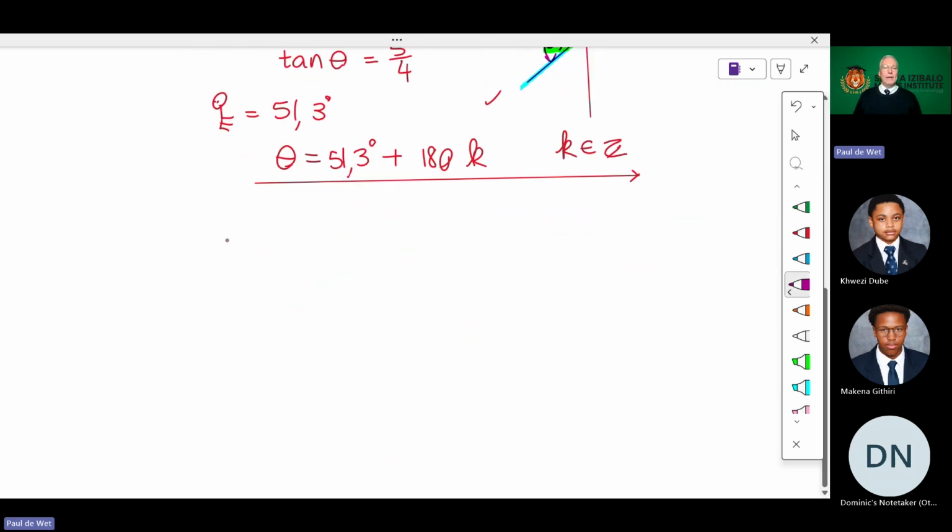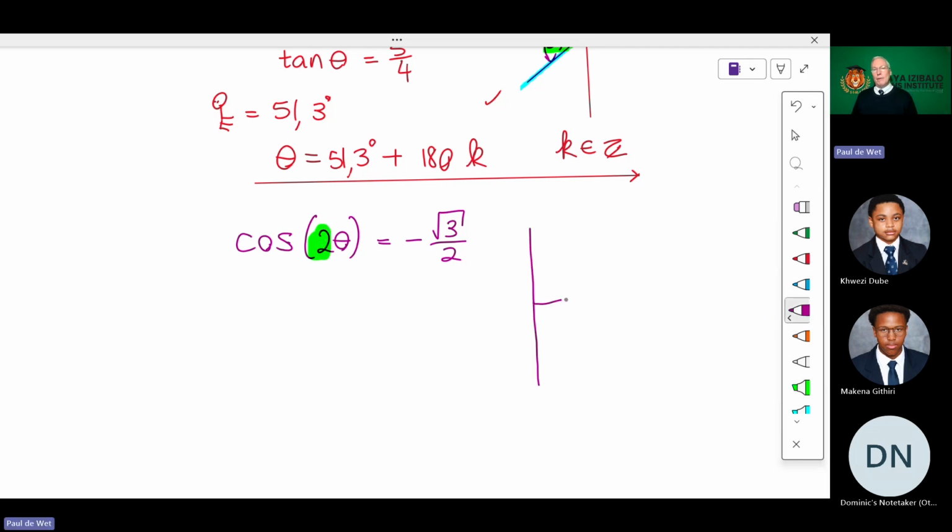We're going to look at cos of 2 theta equals negative root 3 over 2. It looks fairly straightforward, but remember what actually is happening here is that this 2 is going to affect the period of the graph. If we just pictured a cos graph, it would look something like this.